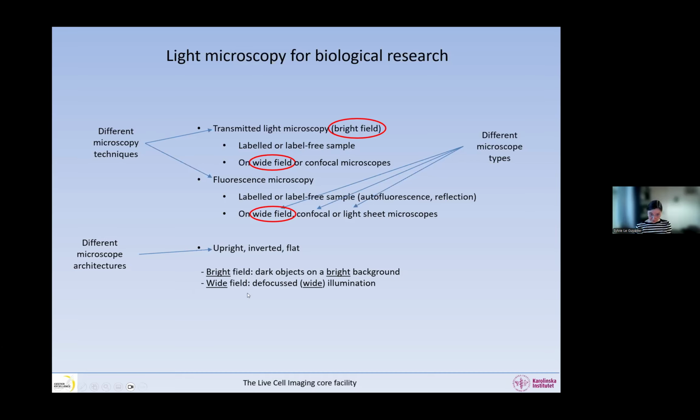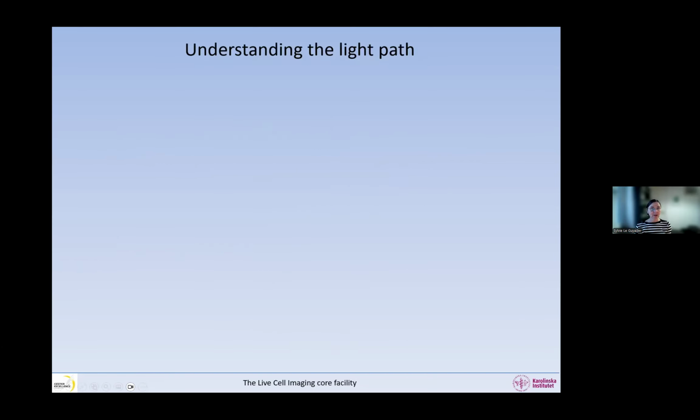Whereas wide field means a defocused illumination, as opposed to, for example, point confocal, where the illumination is a point. Wide field means the whole field is illuminated as one. So they sound the same, but they're completely different. Just remember bright field, wide field, and I will show you, and maybe it will help you remember. The fundamental difference between all these different types of microscopy is the light path. And this is what we're going to focus on today.